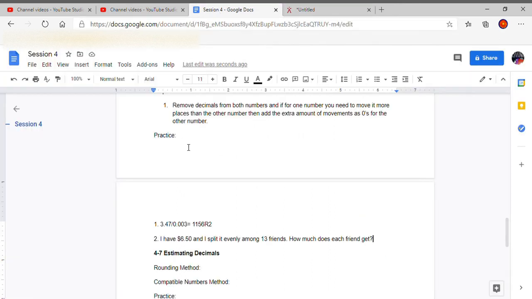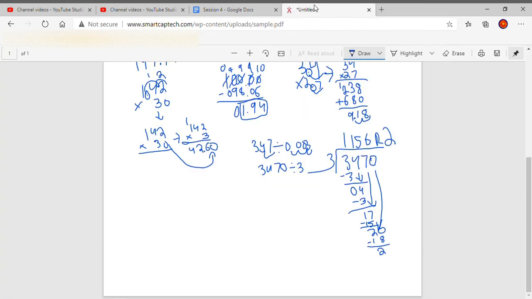So yeah. Number 2. I have $6.50 and I split it evenly among 13 friends. How much does each friend get? So $6.50 divided by 13. So it takes 2 movements to get rid of it. But this one has no decimal places, and since it was 2 extra movements, we had 2 zeros here. So 650 divided by 1,300. This seems strange because this number is smaller than this, but that just means our quotient will be a decimal.